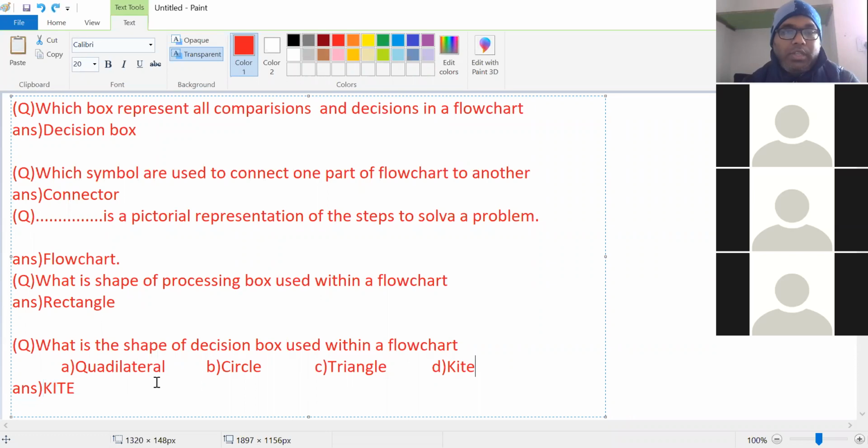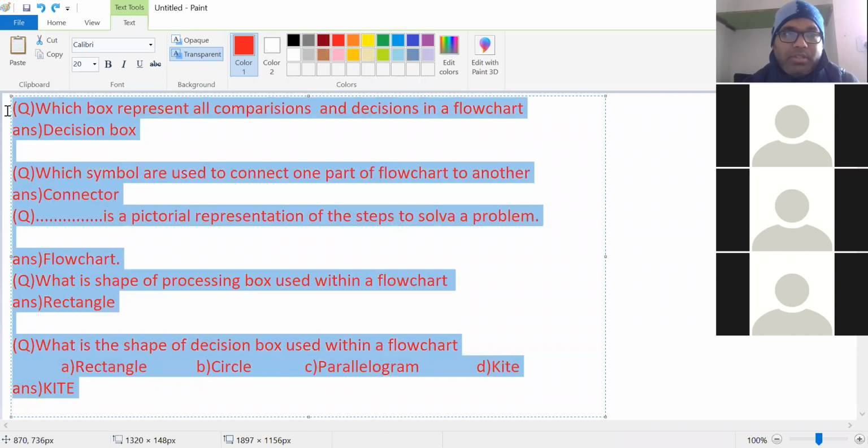So see here everyone, in this way the question will be there. What is the shape of the processing box in the flowchart? The answer is rectangle. What is the shape of the decision box used within a flowchart? The answer is kite. Right? Everyone is comfortable up to here? Yes, sir. Now I am removing the questions.